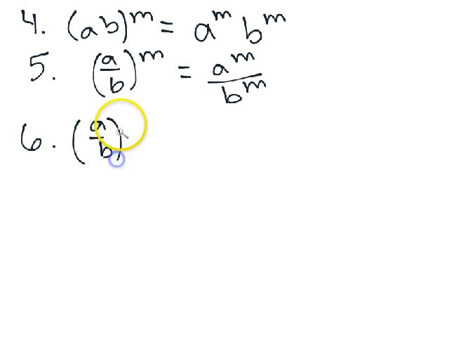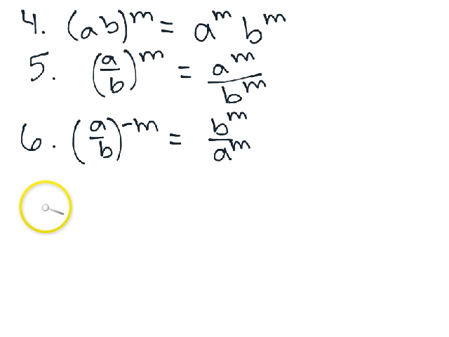The sixth rule is dealing with a negative power here. Well, really what we're doing is we're saying the same thing. Think about what we've already talked about, the negative exponent. That means we're going to take the reciprocal of it, and then according to rule number 5, we're going to raise each of those to the m power. So that's that sixth rule.